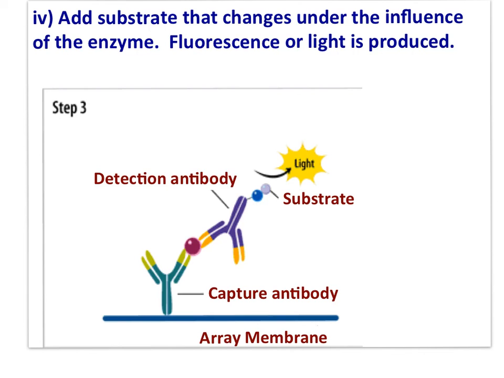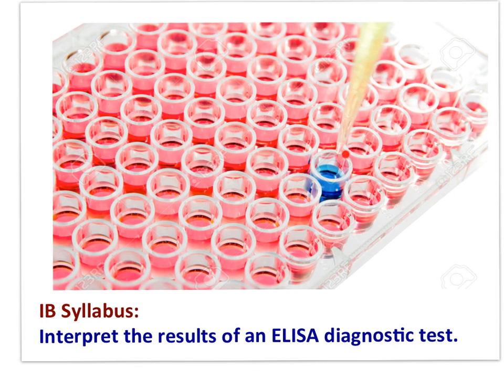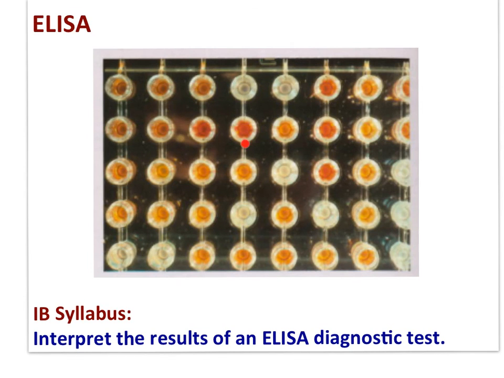Fluorescence, light, or color would be produced. And if the well changes color, as you can see here, we have a positive ELISA test. The serum of this individual has the antigen or the antibody to the antigen. The person from whom this blood sample was taken has been infected with the pathogen, viral or bacterial. The greater the color change in certain wells relative to other wells, the greater the concentration of the antigen. In other words, the more developed the infection is by the pathogen.